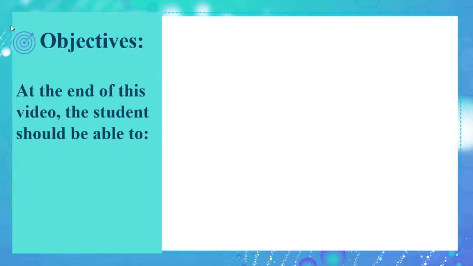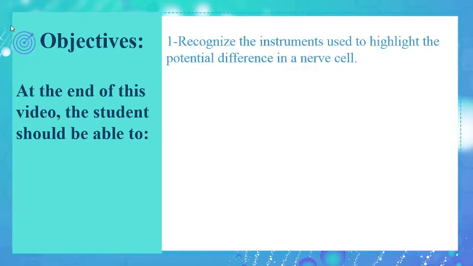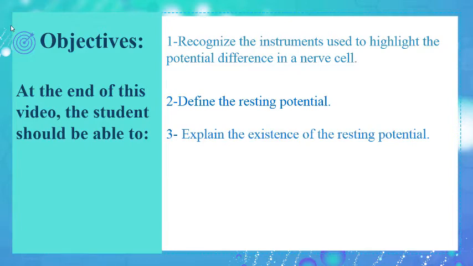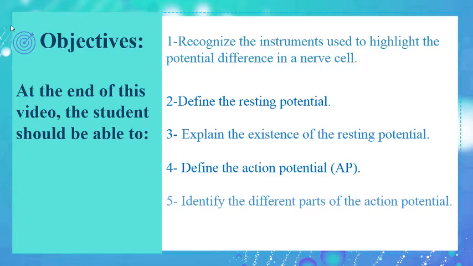By the end of this video, the students should be able to cope with the following objectives. Recognize the instruments used to highlight the potential difference in a nerve cell. Define the resting potential. Explain the existence of the resting potential. Define the action potential. And finally, identify the different parts of the action potential.